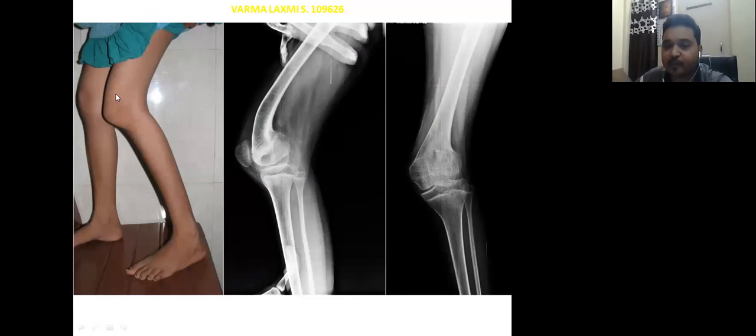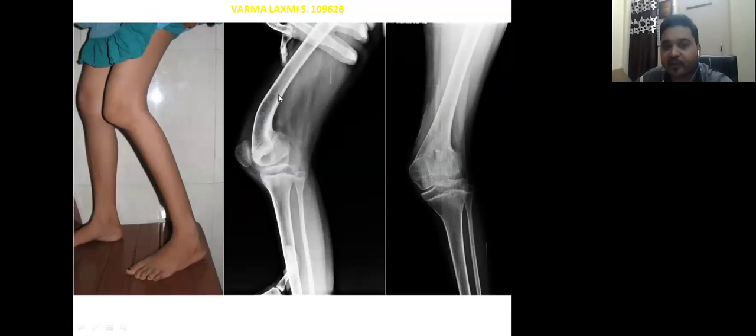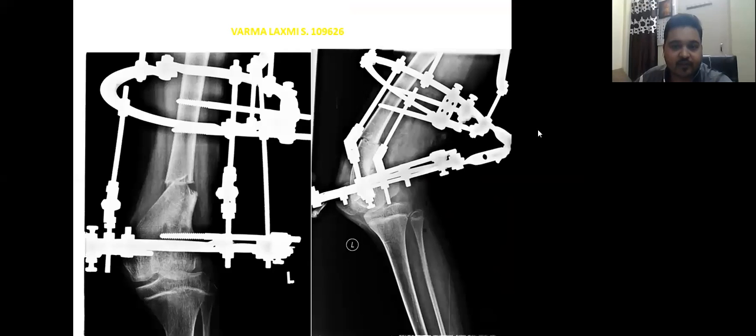Similarly, this is a sagittal plane deformity. The patient had a sagittal plane deformity, procurvatum, as you can appreciate. Sorry, this is an oblique plane deformity. There is procurvatum and also a valgus deformity. Again, we planned an osteotomy and gradually distracted using an Ilizarov. Sorry, the final X-ray.